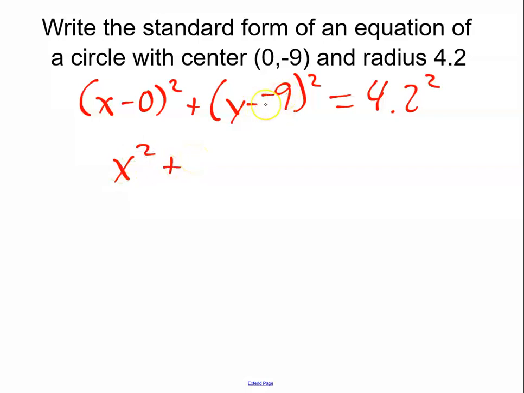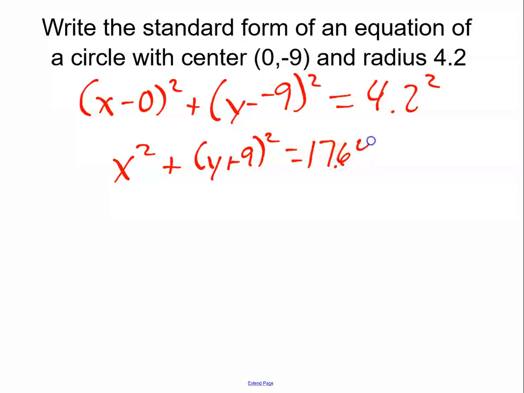Here I can't simplify this down any further as far as getting rid of the parentheses, but I can go ahead and change this from y minus a negative 9 to y plus 9. And then I just need to figure out what 4.2 squared is. So let me get my calculator out. You guys can too. 4.2 squared is 17.64.